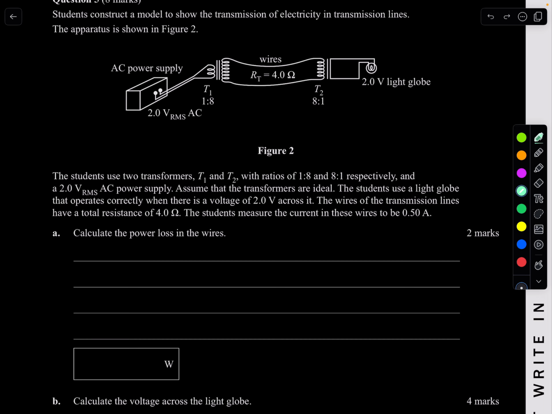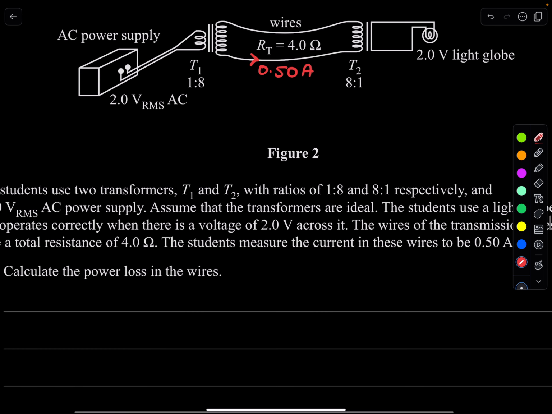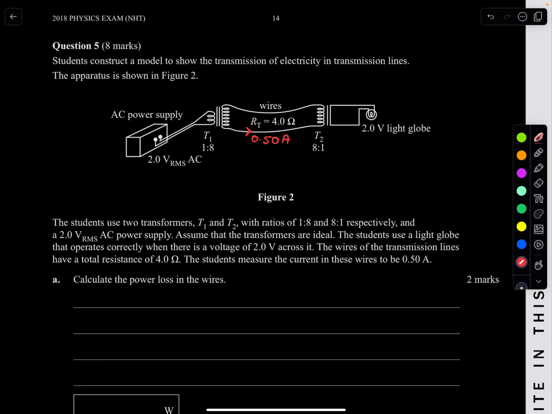The wires of the transmission lines have a total resistance of 4 ohms. The student measures the current in these wires to be 0.50 amps. So the current that's running through these wires, let me use a different color so you can see it, is 0.50 amps. Calculate the power loss in the wires.